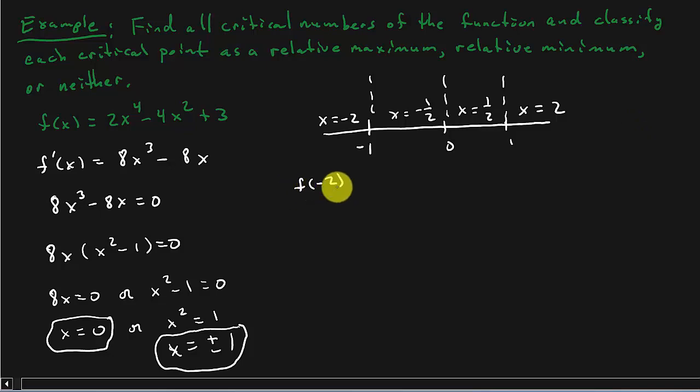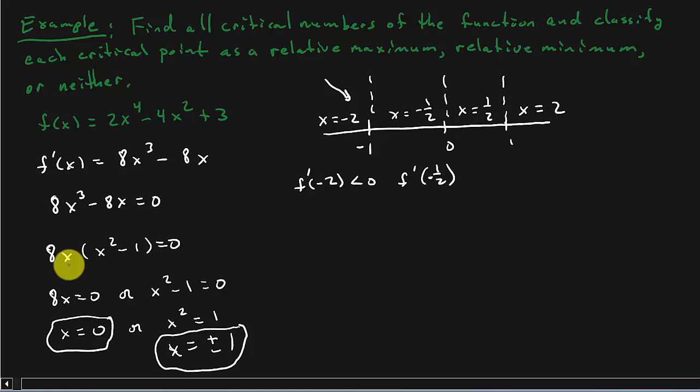So I've got f prime of -2, so plug the -2 in here. So that would be a negative here, right? 8 times -2 is -16. -2 squared is 4. 4 minus 1 is positive, so I got a positive times a negative, which is negative. So that's decreasing. And that's f prime of -2.